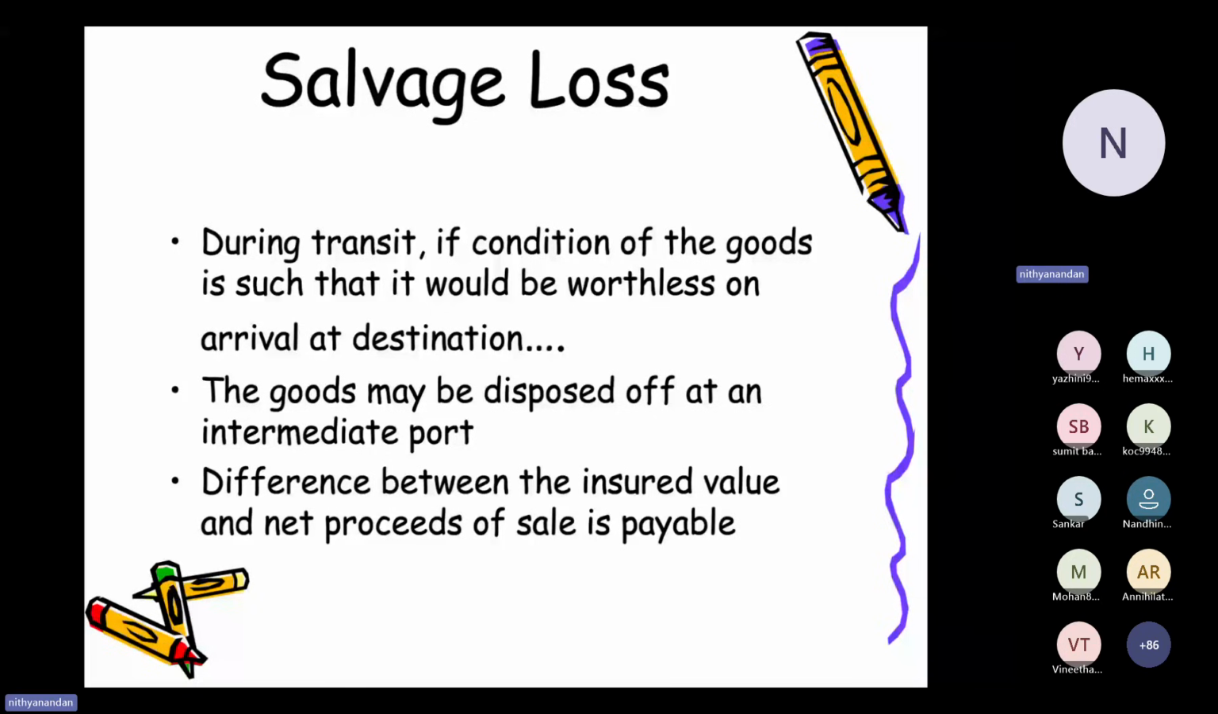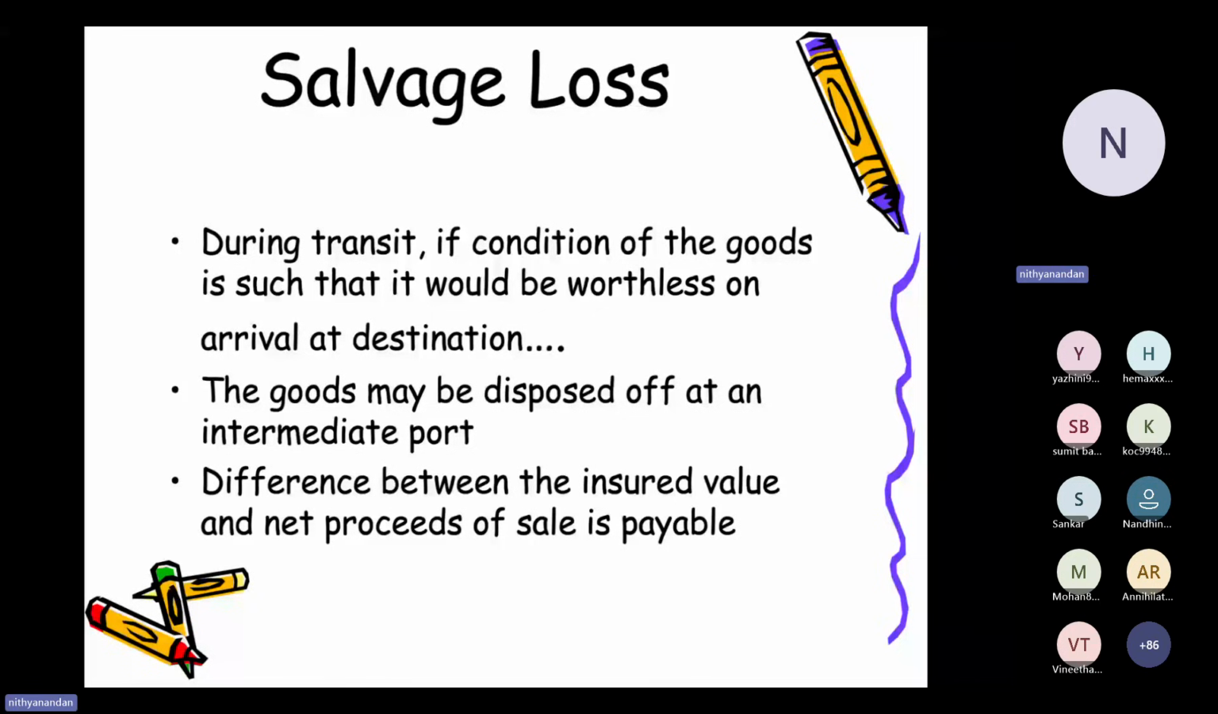If nothing is done and the ship proceeds toward its destination, before reaching the destination it will become a total loss. So what they will do is bring the ship to a nearby port, unload the vegetables, segregate the good ones from the decayed ones, and sell the good ones at the same place.